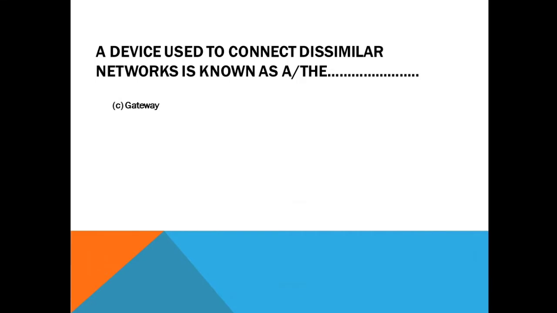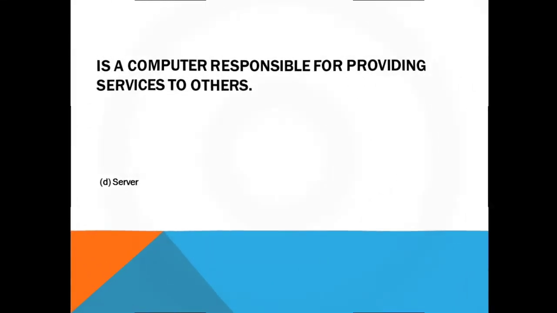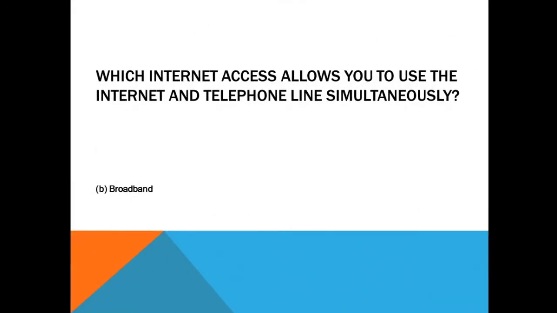The second question is: a computer responsible for providing services to others is known as what? It is called a server. एक ऐसा कंप्यूटर जो अदर्स को सर्विसेज प्रोवाइड कराता है उसे हम सर्वर बोलते हैं. तो राइट आंसर इज सर्वर. And the next question is: which internet access allows you to use the internet and the telephone line simultaneously? Broadband connection, dial-up connection, or both? The right answer is broadband. तो ये broadband जो है वो आपका proper right answer माना जाएगा.